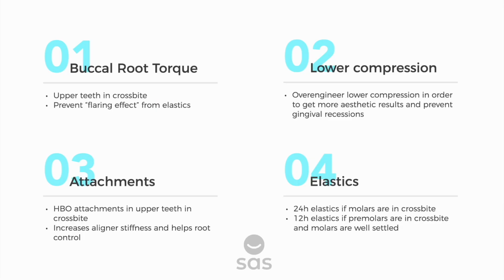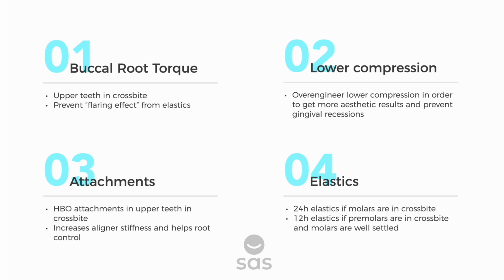Plan an additional buccal root torque in the upper teeth to compensate the flaring effect of the elastics and maintain a correct posterior torque. Solve the crossbite more by lower compression than by upper expansion. As the elastics are already going to expand the upper arch, we use the upper aligner as anchorage. We don't want to move the teeth out of the cortex. I recommend to over-engineer lower compression for improved predictability.